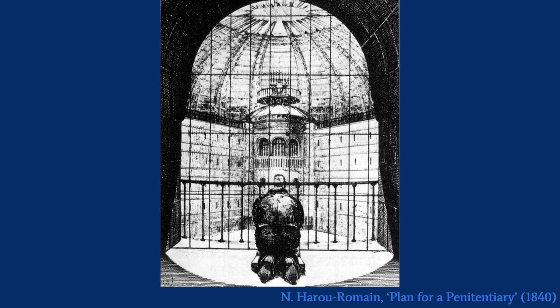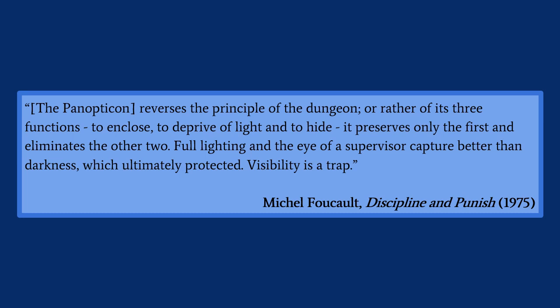So what Foucault wants to say is that even though this light and airy space which the panopticon creates seems much better, much nicer than the dungeon that Piranesi is imagining in the dark, this frightening space, the panopticon is frightening too in its own way. As he puts it, the panopticon reverses the principle of the dungeon, or rather of its three functions: to enclose, to deprive of light and to hide. It preserves only the first and eliminates the other two.